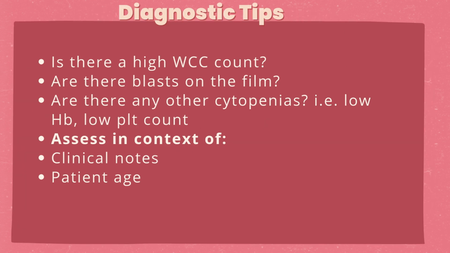Some of the things I think to myself: is there a high white cell count? Are there blasts on the film? Are there any other cytopenias? Is anything else low? Is the hemoglobin low? Is the platelet count low? I'd also be looking at things like the patient's age, and any clinical notes that could indicate leukemia, such as fever, fatigue, or night sweats.